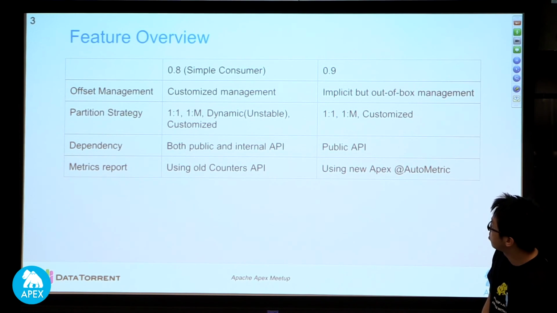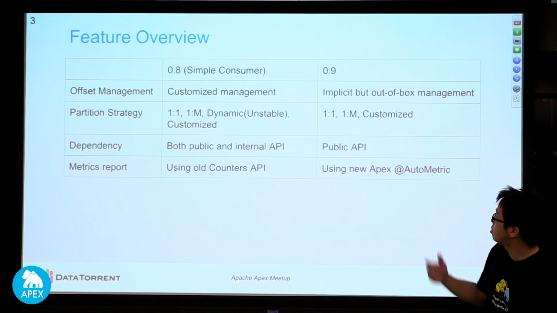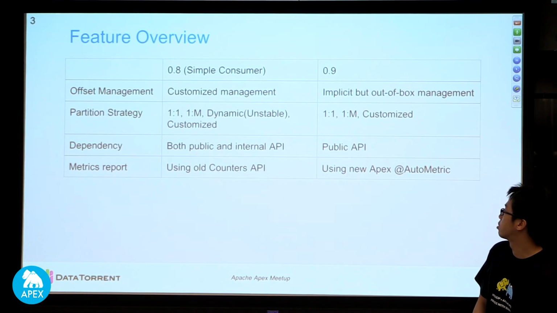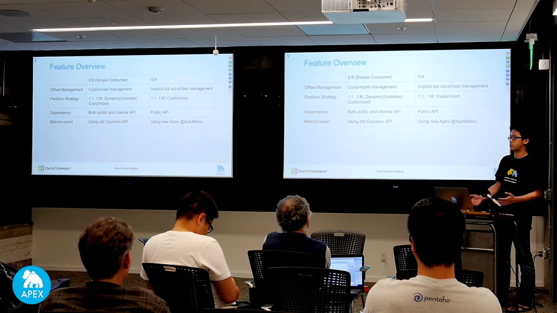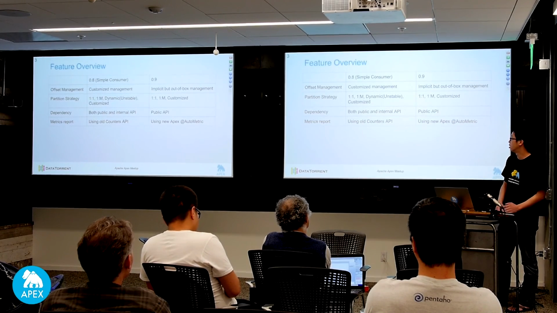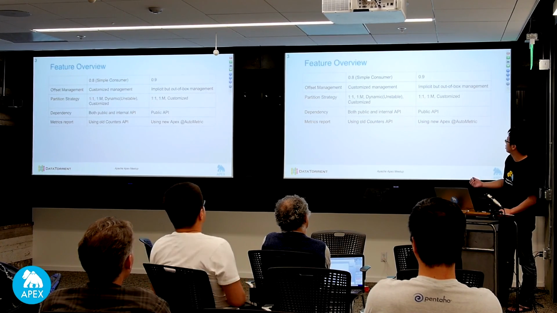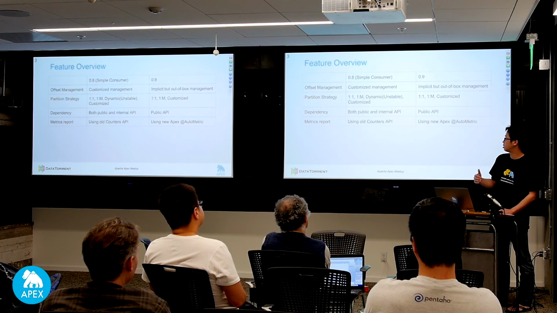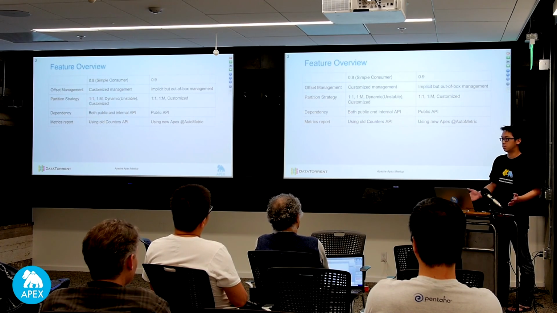And talk about dependencies. The old input operator, because it's using the simple consumer, uses both public and internal APIs, which makes for some compatibility issues across Kafka minor versions. You have to pay attention to that. But the new one depends only on the public API, so it should be stable. According to the Kafka community, it should be stable within a major release.